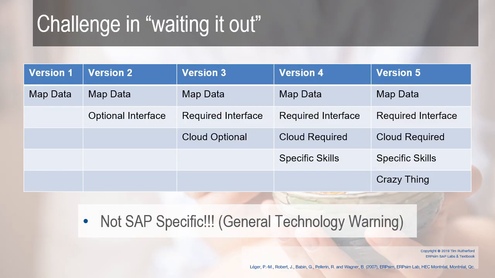And again, remember, there's a challenge in waiting it out. Right now, we have the optional interface. You don't have to use SAP Fiori. You still have the GUI available. What happens when it's required? What happens when cloud is required? These all require specific skills. And then you wait too long and we get into that crazy thing, just like the 90s switching over to a new platform and then all of a sudden they have to be able to do online sales and they can't. What is that crazy thing for you? Why are you waiting it out?